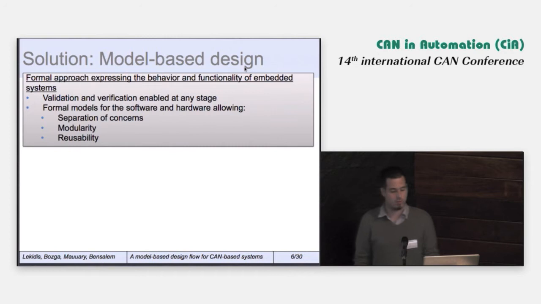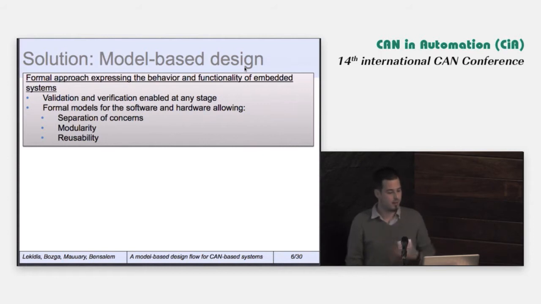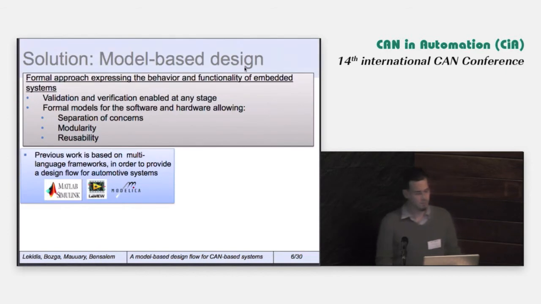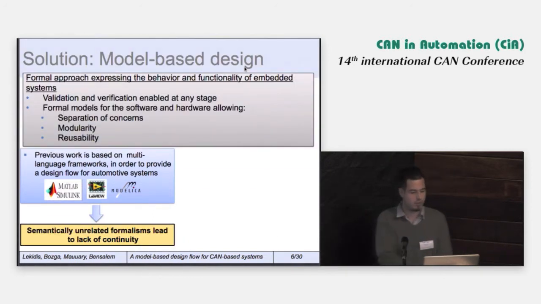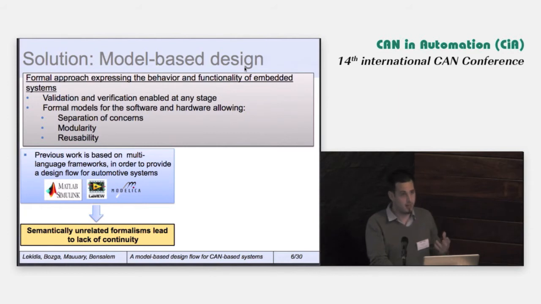So what we move forward to is the model-based design. What the model-based design allows us to do is that we can describe the behavior and functionality of such systems, and actually to separate the concerns between hardware and software, provide the reusability of artifacts and modularity. So the previous work in this domain was based on multi-language frameworks in order to provide automotive system design flow, which means actually that all these formalisms were unrelated. So it lacked continuity, which is important in the design flow.